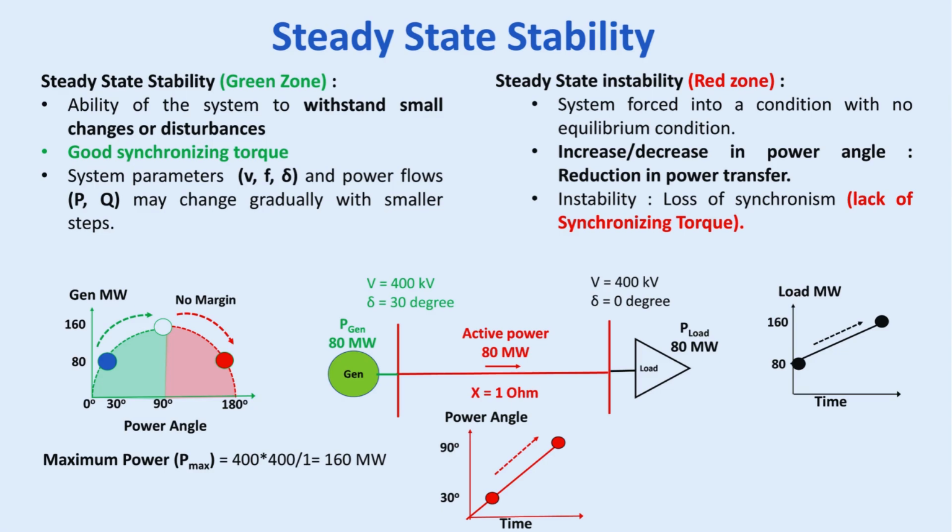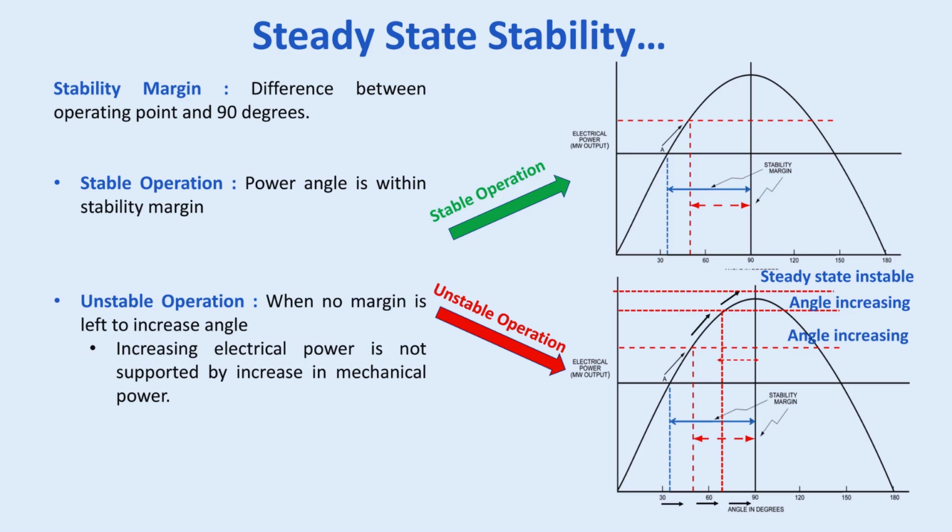And steady-state instability, the red zone, happens when you get pushed too close to that 90-degree limit or beyond it. Correct. If load increases and you need to transfer more power, the angle increases. As it approaches 90 degrees, that restoring synchronizing torque gets weaker. If you push it too far, close to or past 90, the system can't find a stable equilibrium. It loses the spring force. Essentially, yes. Past the peak, trying to push more power makes the angle run away, leading to loss of synchronism. The graphs in the material show this clearly. The stable case settles, the unstable case shows the angle just increasing indefinitely.